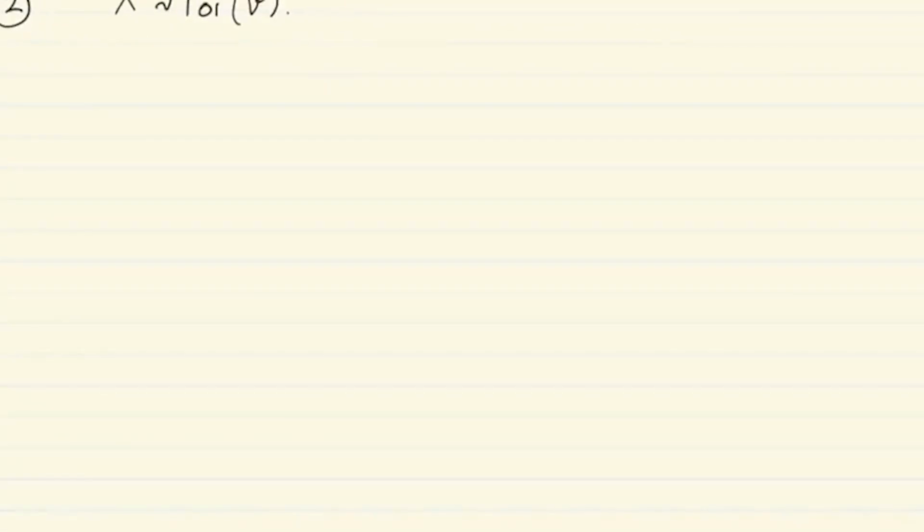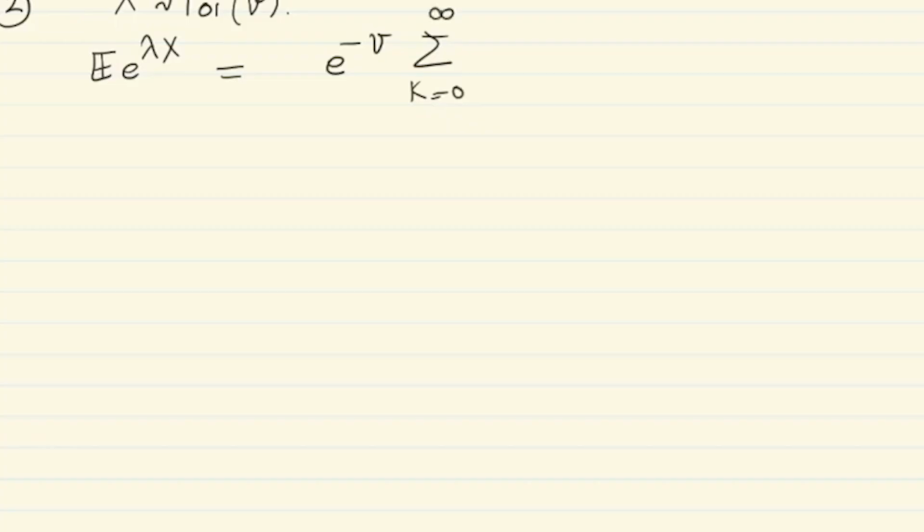With this, we'll go to our next example, which is that of a Poisson distributed random variable. Let's say that x is distributed as a Poisson random variable with the parameter v, which is the same as its mean. In this case, the moment generating function of x is the expected value of e raised to lambda x, which is given by e raised to minus v, the sum over the possible values that a Poisson random variable can take, discrete values from 0 to infinity, of e raised to lambda k, v raised to k by k factorial.